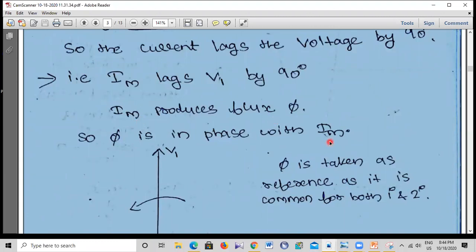So we know that we have a magnetic core there, and current I1 is passing through the winding, and that I1 in turn creates a flux. The current involved in I1 can be called Im, because it is a magnetizing current, and that magnetizing current creates a flux phi. So phi is in phase with Im.